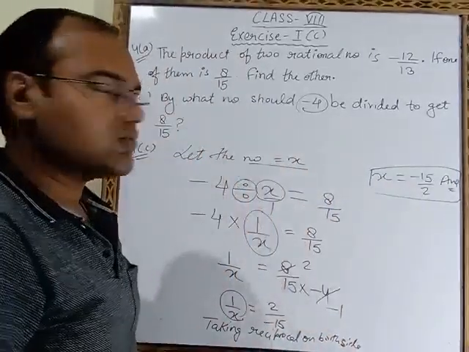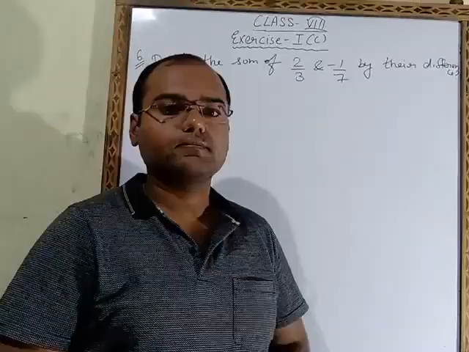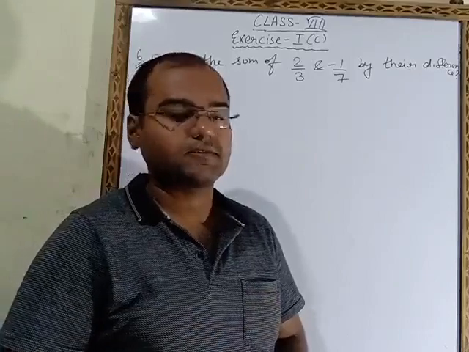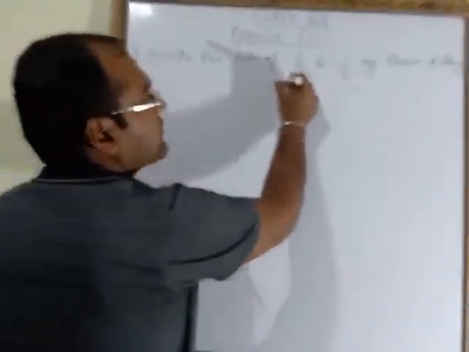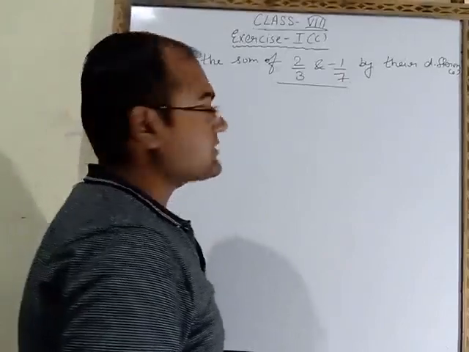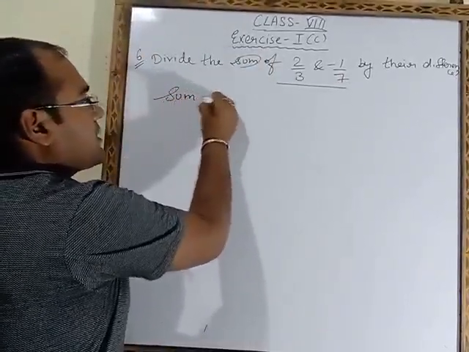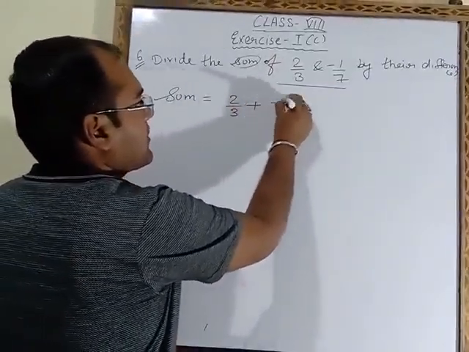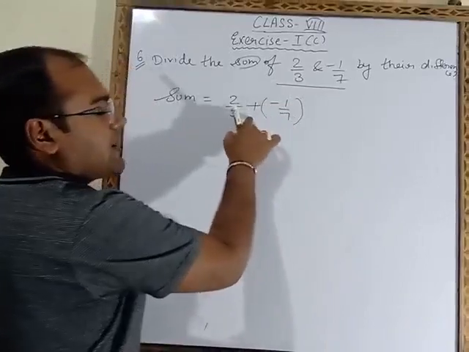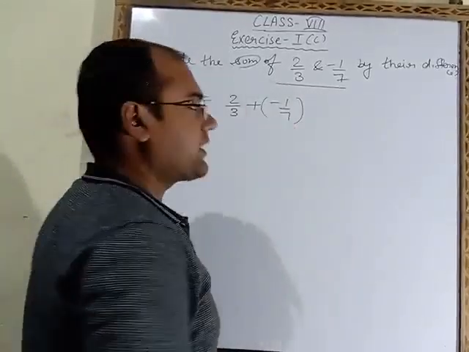So like this you have to do all the parts of question number 4 and question number 5. Now see question number 6. Divide the sum of this and this. What is that? We have to divide the sum. First of all we have to find the sum. So sum means plus. We have to add these two numbers, 2 upon 3 and minus 1 upon 7. Two signs are coming together. That's why I had taken the bracket here.